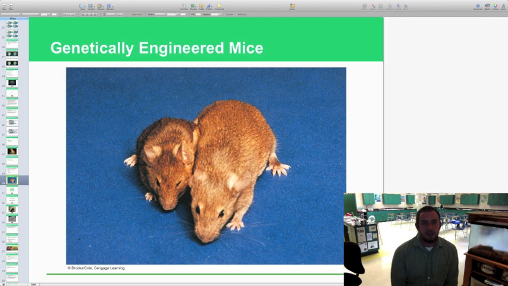This is just showing you a genetically engineered mouse, one that is much larger in size than the other one on the left, just showing you the difference. That about wraps up our section on 4.4. Hopefully you've enjoyed that. We'll catch you for 4.5.